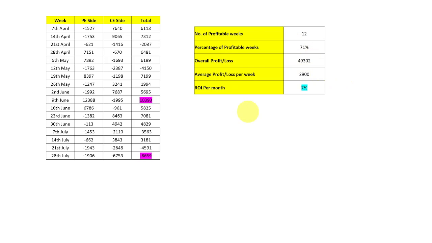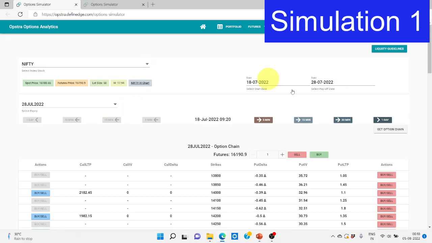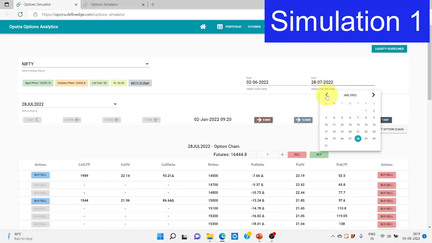Let me take you to the option chain and show you how we have done this strategy. As usual, I'll take the best case scenario first, which is 9th of June. So we are going to enter on 2nd of June for the expiry of 9th of June.